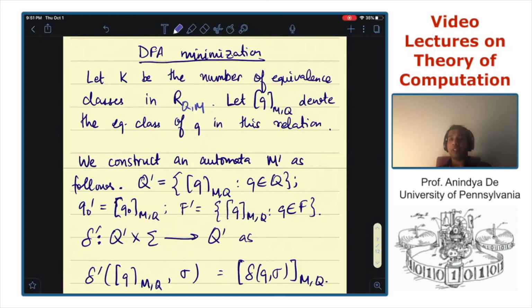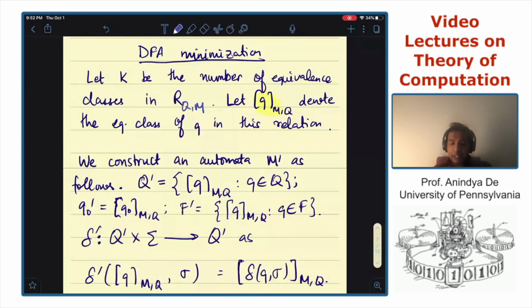Let k be the number of equivalence classes in R_{Q,M}. We will assign for each equivalence class in R_{Q,M} a state in the DFA. So let the bracket notation denote the equivalence class of q in the equivalence relation R_{Q,M}. I could have written it as bracket q comma M. This was a typo, but it's immaterial.